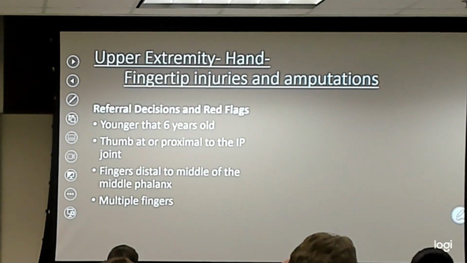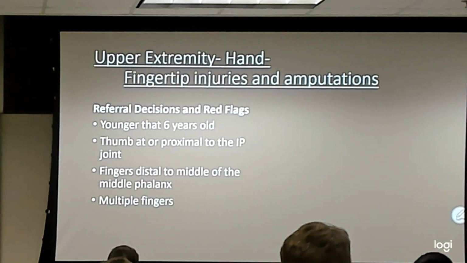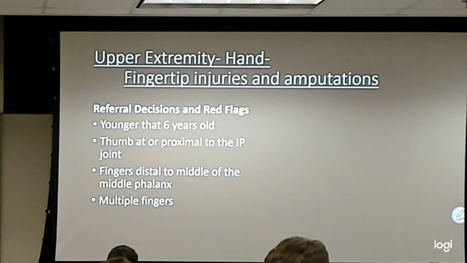Okay, so when should we refer? These are very specific. This is probably the most specific referral decisions red flag slide we've had. So when are we going to try that replantation? These are those categories. And it's not always replantation. Sometimes this is transplantation from someplace else.